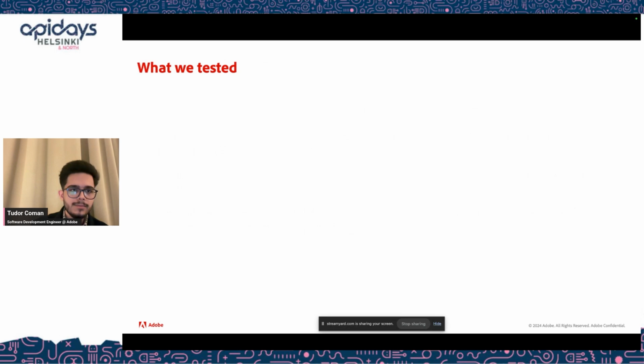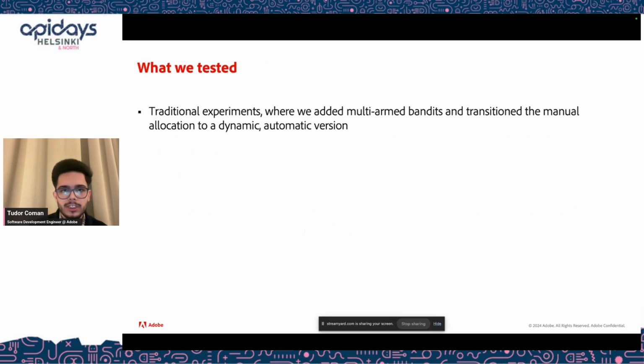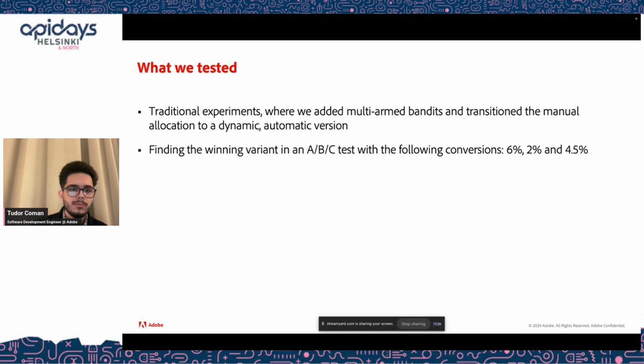So what we tested: we took some traditional experiments where we added multi-arm bandits and transitioned the manual allocation to a dynamic or automatic version. Basically, our goal was to find the winning variant in an ABC test with the following conversions: 6%, 2%, and 4.5%. These are totally arbitrary. We just wanted to see how a bunch of algorithms perform in this case.